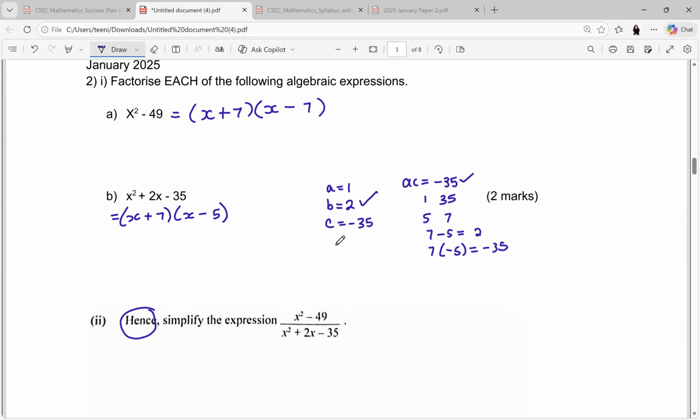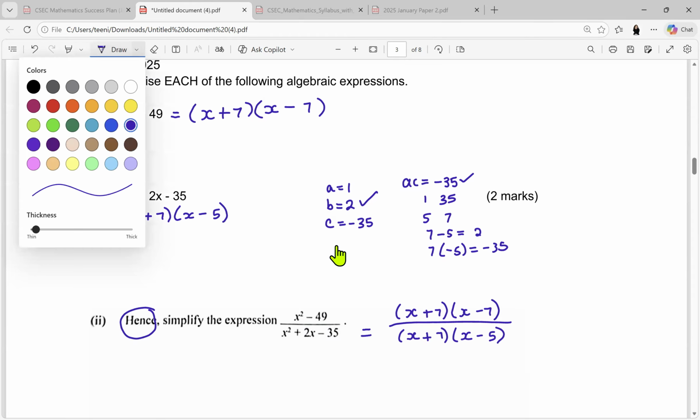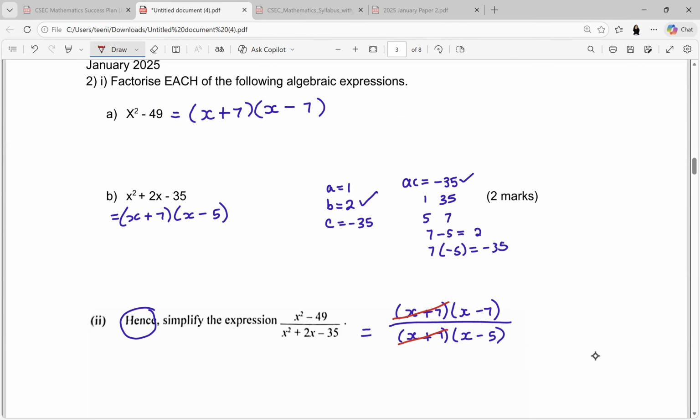So what you would do, well, x squared minus 49, you can write that in terms of its factors, which is x plus 7 by x minus 7. And similarly, you can write x squared plus 2x minus 35 in its factored form as well, which is x plus 7 by x minus 5. And now you can cancel the common factors above and below. The common factor here would be x plus 7 and x plus 7.